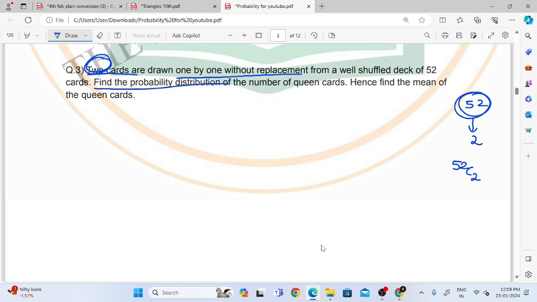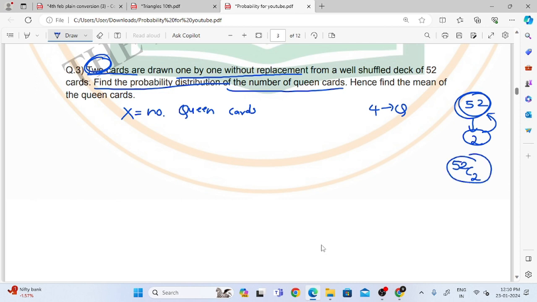So we have to find the probability distribution of the number of queen cards. Okay, so let's say x is nothing but the number of queen cards. So how many queens are there in the total 52 cards? Total we have 4 queens. We have to select any 2 cards from this 52, that means 52C2. This is the total number of outcomes. Hence find the mean. Okay, we have to find out the probability distribution as well as the mean. So let's make the table first of all.